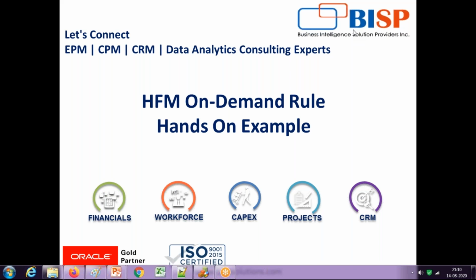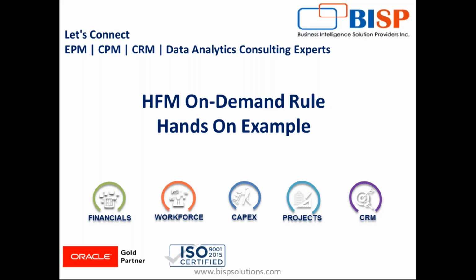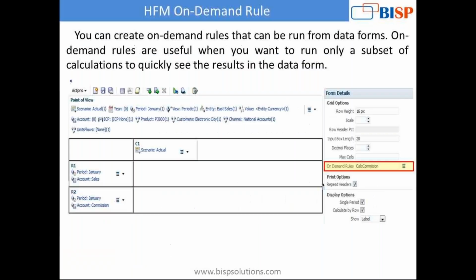So this is a hands-on example. Prior to 11.124, all your calculations and rules are part of one rule file, and it wasn't possible to run an individual rule. Your rule file consists of consolidation, calculation, currency, input, no input, transaction. But with 11.124, it is possible to create an on-demand rule and associate it with a data form. It is basically a subset of the entire rule, which you can run by associating it to an individual data form. So let's see how it works.